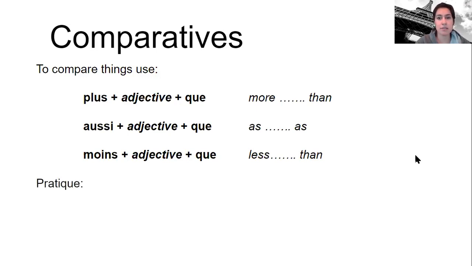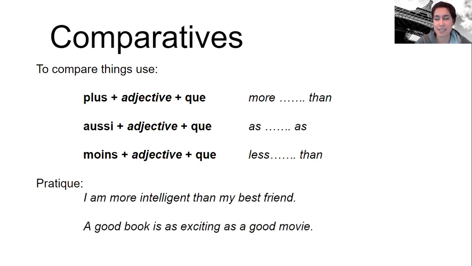Once you're done with that, and you can see that it's pretty simple, but let's practice. Ideally in a classroom, we would practice this together and we put it on a whiteboard, etc. But for right now, you can practice just by yourself on your paper. So we've got two sentences and we're going from English to French this time. The first sentence says, I am more intelligent than my best friend. And your second sentence is, a good book is as exciting as a good movie.